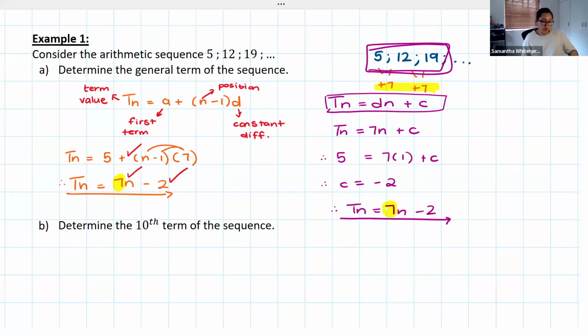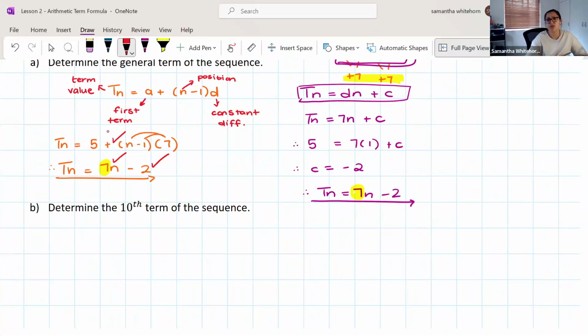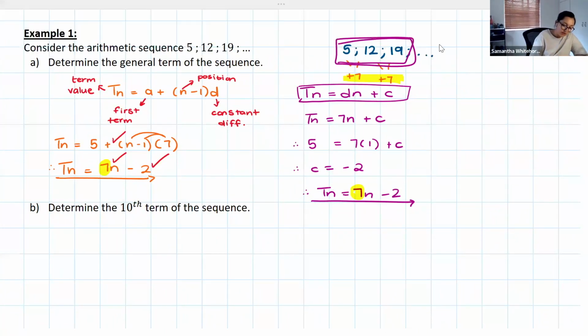Alrighty, so that's our first question. The second question is asking us to determine the 10th term of the sequence. Now, we know this from our quadratic lesson on Monday. All we need to do here is figure out what variable I have been given. Now, this is a position. So guys, is that Tn or is it n?